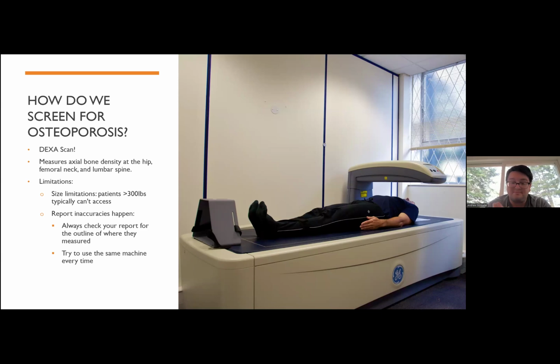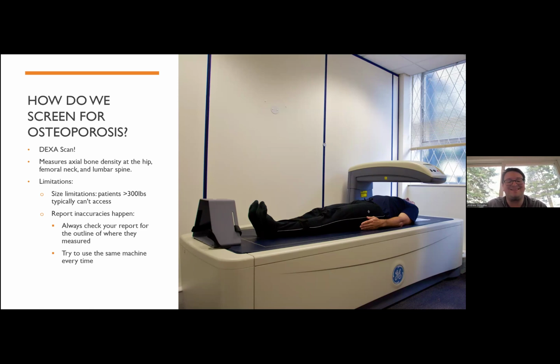So, big point. How do we screen for osteoporosis? Our mainstay is the DEXA scan. It measures the axial bone density at the hip, the femoral neck, and your lumbar spine. I'm going to stop talking with my hands in front of my face.